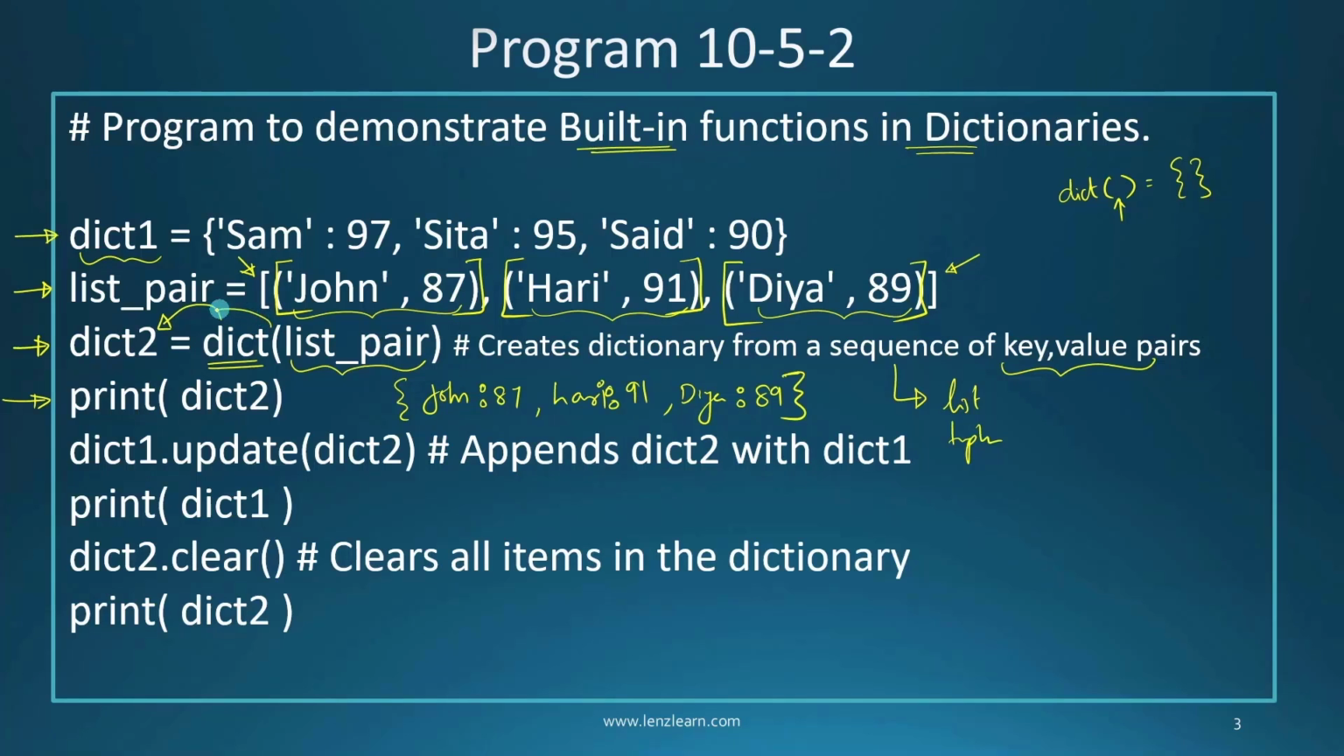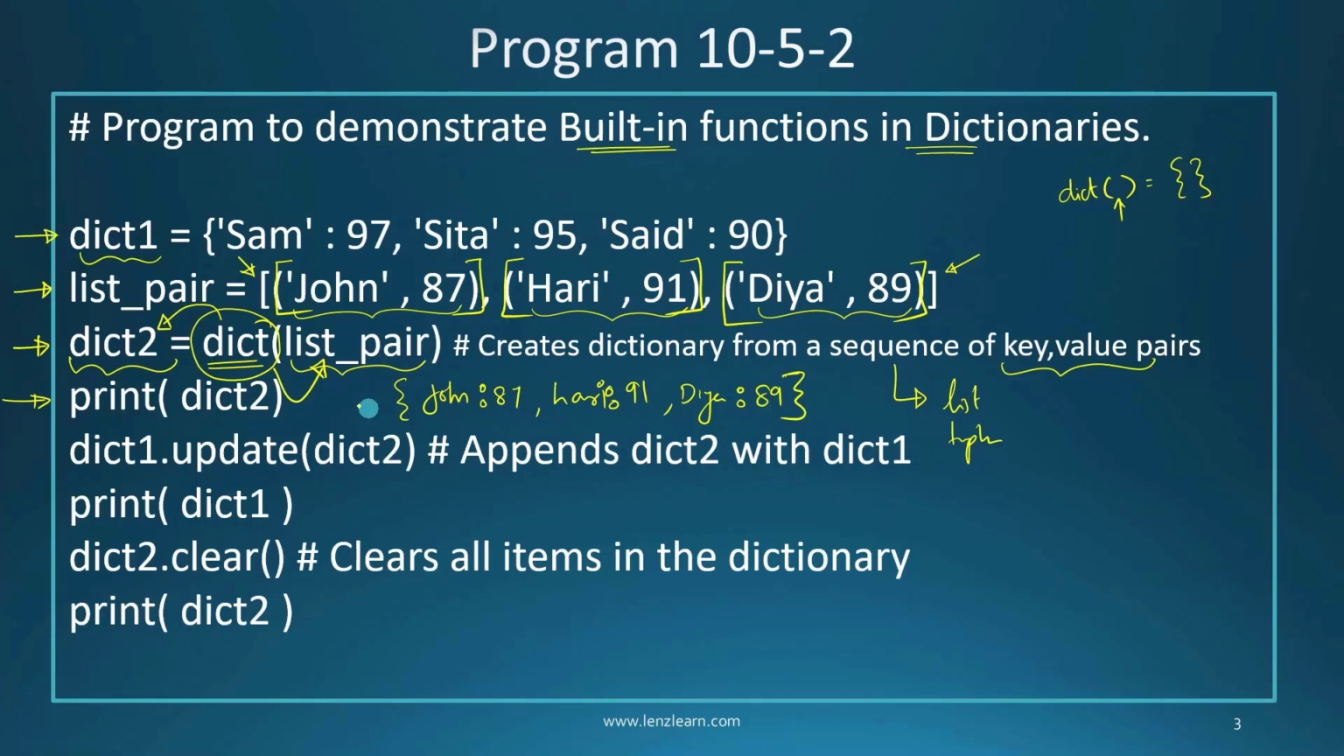So what I mean is that for this function dict, the input that you give here can be a list, it can be a tuple, but the content inside this list or tuple should be in pairs. Then only the dict function can read them in pairs and convert them into key value pairs and store it into the variable that you provide on the left side.